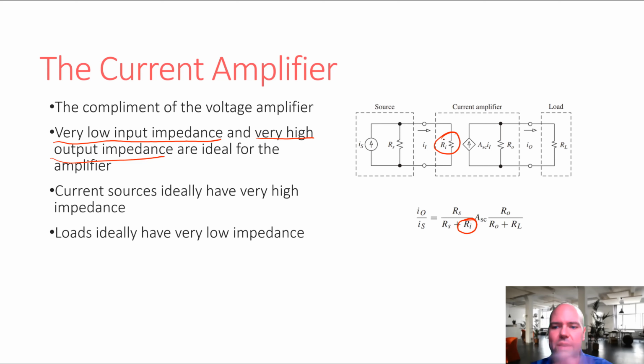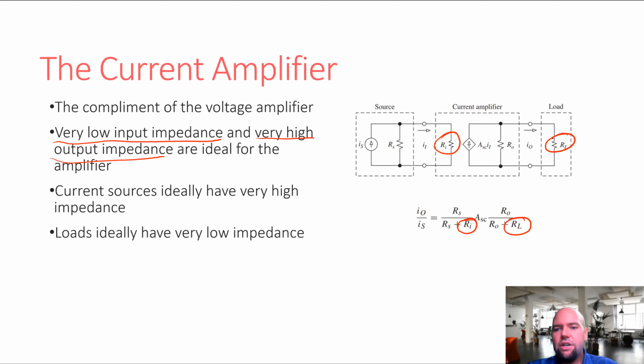Mathematically, the equation looks the same. It's just flipping the two sets of values. And also we want our load to be 0. So we want these quantities to be 0, but that's not always achievable. We don't get to make things 0 in the real world.